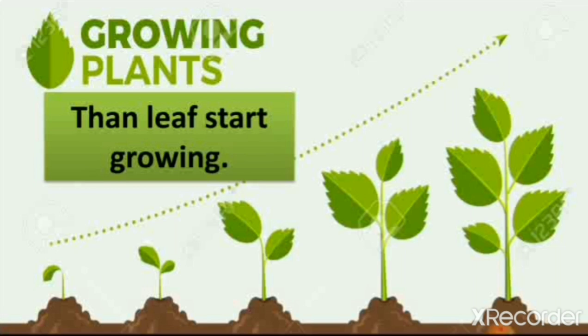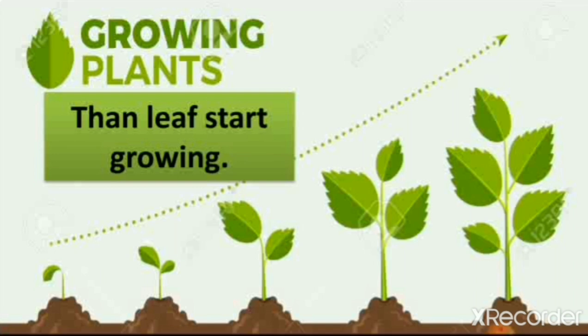So first when you plant a tree, roots grow, and roots help the stem to grow. Then when the stem starts growing, it grows leaves. You can see here one stem and one leaf here. So it is the growth of a plant.